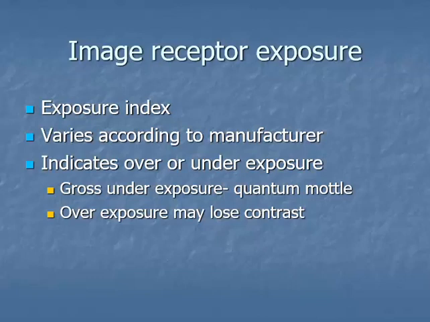So collimation becomes very important in CR and especially DR systems, and not for the reasons that we talked about in the first and second semester, or even third semester. So it goes into your image receptor exposure index number.